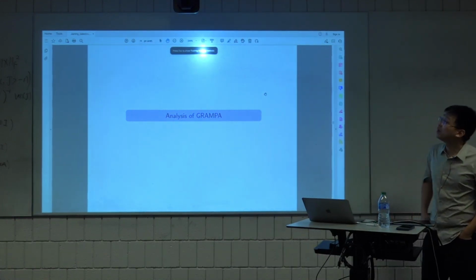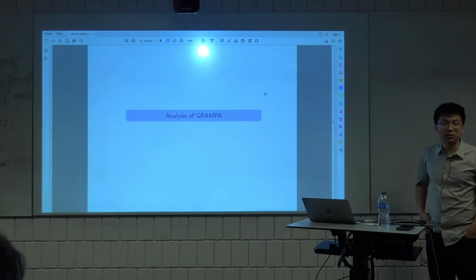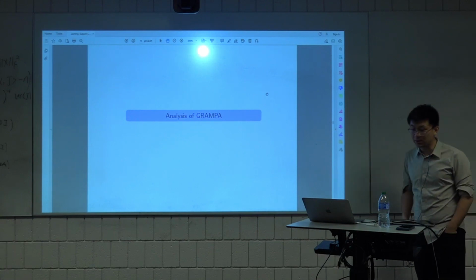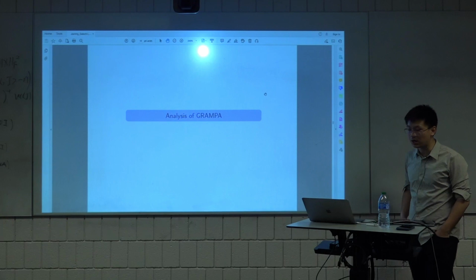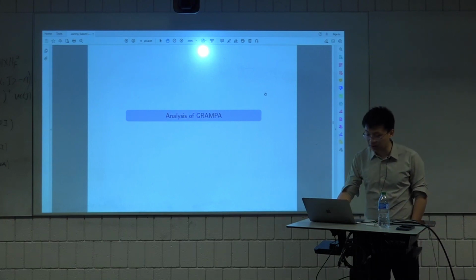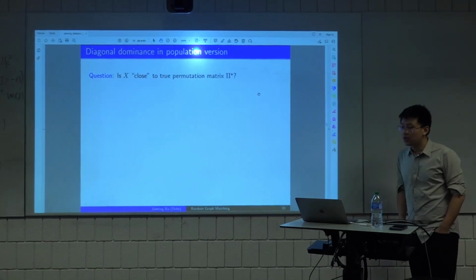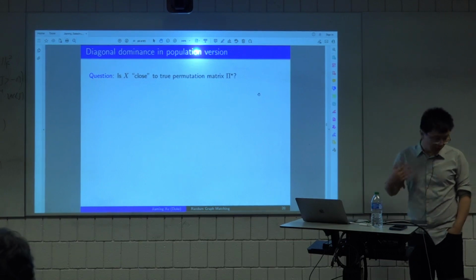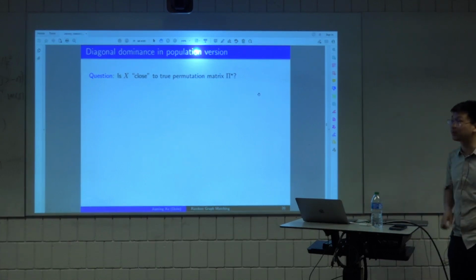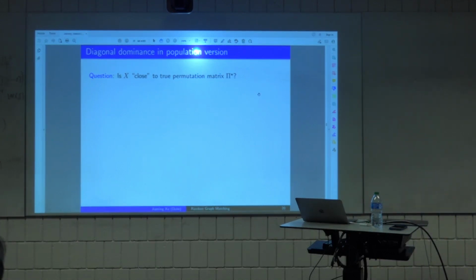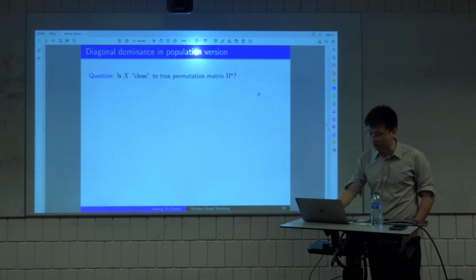Okay, so in the second part, I'm going to talk about the analysis of GRAMPA and show you at least some high-level ideas and sketches of why GRAMPA works. We actually spent quite a bit of time on this project, trying to analyze either from the regularized quadratic program relaxation perspective or from the spectral perspective. So let me tell you a little bit of the story behind.